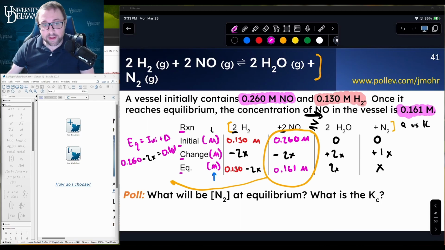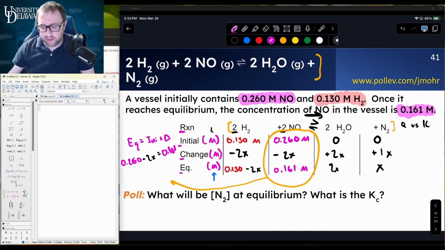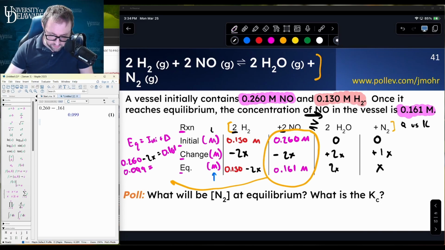What does that give us? I'm going to do this in 2 steps. 0.260 minus 0.161, just to show here that we lose a sig fig when we do this. So we get 0.099 is equal to 2x. That's just, we subtract that 0.161 from both sides, and we add 2x to both sides. And then we solve for x.